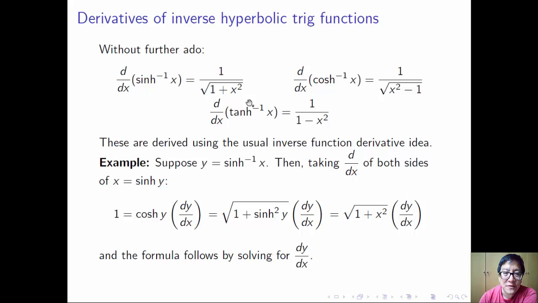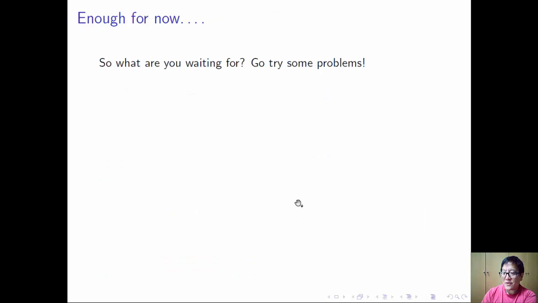And the formula that we want, that the derivative of the inverse sinh is equal to 1 over the square root of 1 plus x squared, follows by solving for dy dx. This goes over here in the denominator, and we get dy dx equals 1 over the square root of 1 plus x squared. All right, go figure out the others yourself. It's exactly the same idea. You use what you know about the derivatives of cosh and tanh and a bit of those hyperbolic trig formulas. All right, that's enough for now. Go do something useful. Bye.